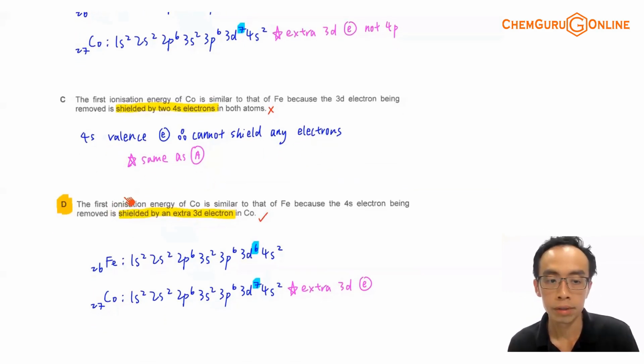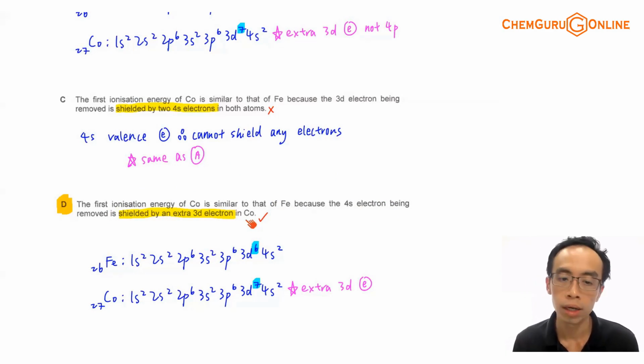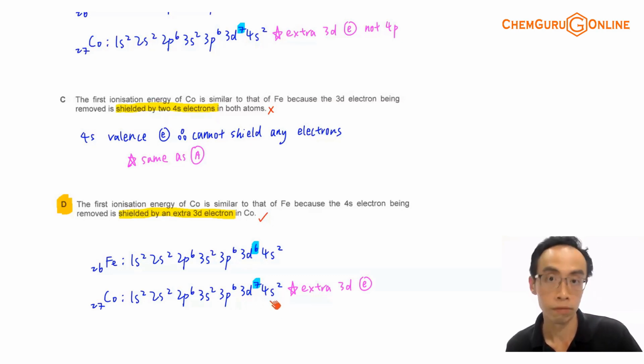Finally, D. First IE of cobalt is similar to that of iron because my 4s electron is shielded by an extra 3d electron. Now this makes a lot more sense. Again, if you look at electronic configuration, iron versus cobalt, iron is 3d6 4s2, six 3d electrons that act as a shield to block my 4s electron. Cobalt, I have 3d7 4s2, one more 3d electron. Remember, 3d electron is inner shell electron, and therefore it is able to shield my 4s electron more effectively.